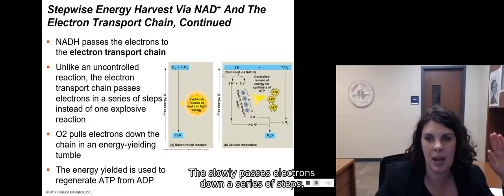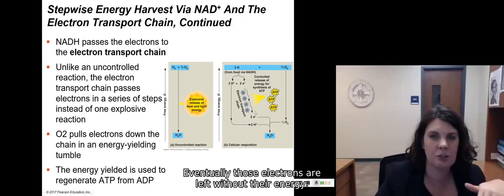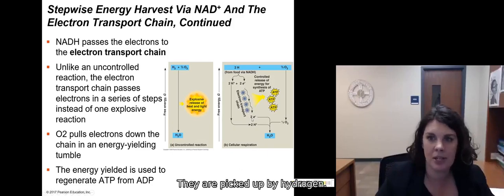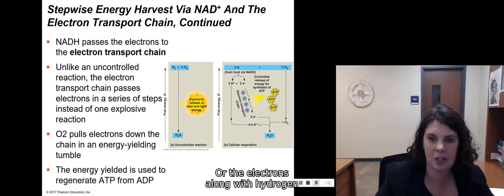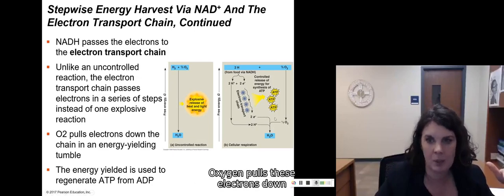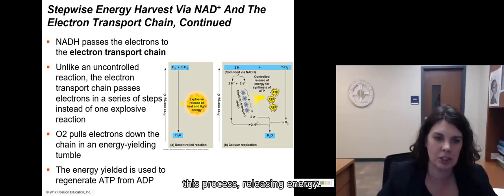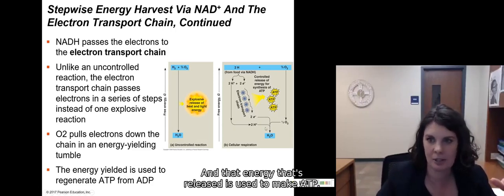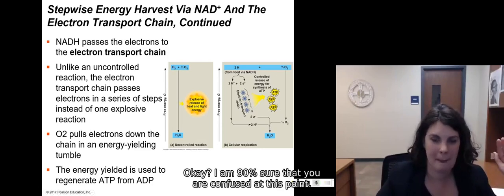This slowly passes electrons down a series of steps, getting the energy out of the electrons during each step, and eventually those electrons are left without their energy. They're picked up by hydrogen, and the electrons along with hydrogen are picked up by oxygen and make water. So oxygen pulls these electrons down this process, releasing energy. And that energy that's released is used to make ATP.